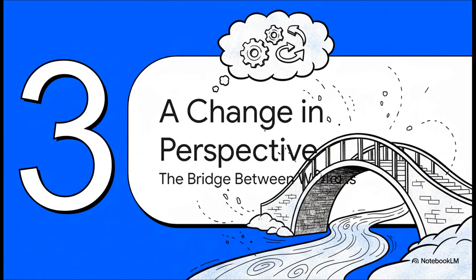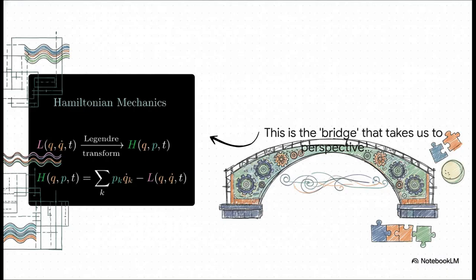But here's the thing. Describing the world in terms of just position and velocity, well, it isn't always the best way to do it. What if there was a better, maybe a deeper way to look at the same problem? Well, this is where our story takes a really crucial turn. We are about to cross a kind of bridge, a bridge into a whole new way of thinking. Now, this bridge, it's got a pretty fancy name, the Legendre transform. But don't let the name scare you off. It's actually a really cool idea.